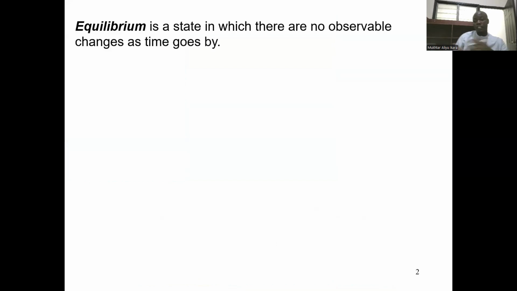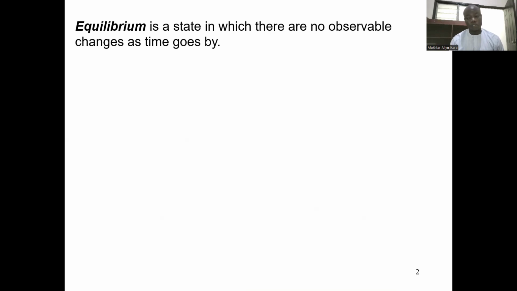So what is a chemical equilibrium? A chemical equilibrium is a state where there is no observable change as time goes on. It means a balance. Life is always trying to maintain balance; in everything, we need a balance. But in this case, we are going to look at equilibrium in chemistry.